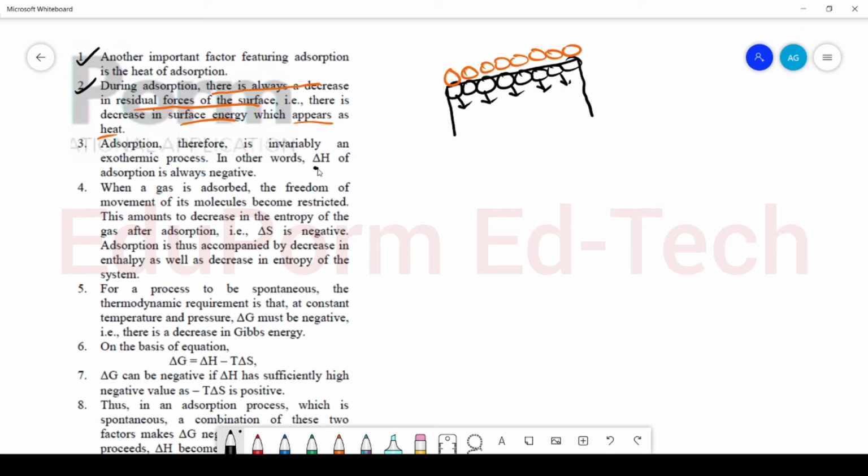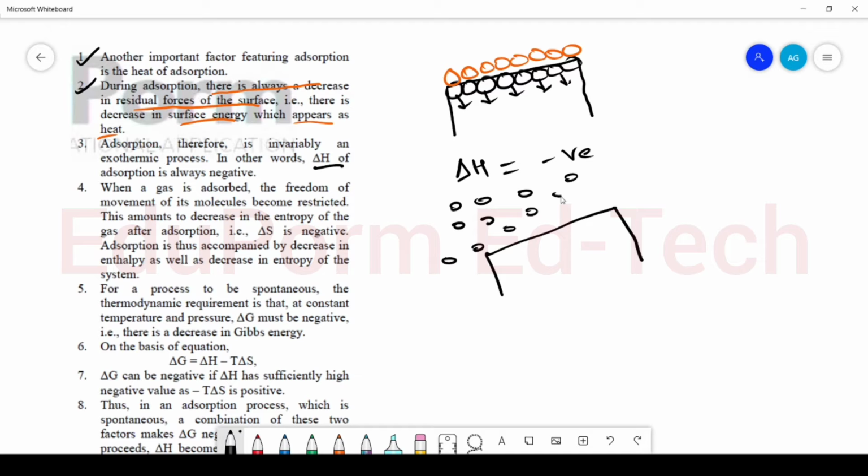In other words, the delta H, that means the change in enthalpy of adsorption, is always negative. When gas is adsorbed on the surface, the movement of the gas also decreases. Imagine this is a surface, and these are the molecules of gases around the surface. So these molecules can easily move, they can easily vibrate, as well as they can easily collide with the surface and easily collide with each other. So in the gaseous form, they are highly moving and highly unstable. But once they are deposited on the surface, their movement gets restricted.